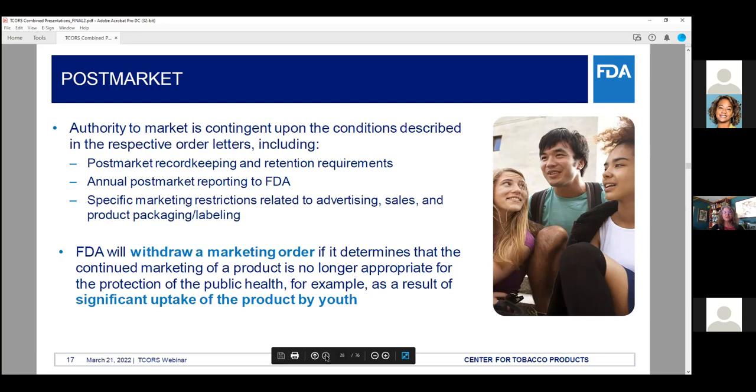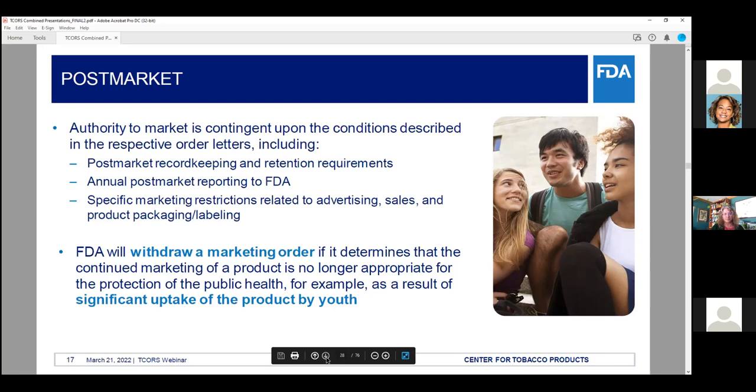And I note that here because as you're thinking through what kinds of information might be helpful after a product might be authorized by the FDA, some valuable information can be found by visiting these marketing order letters and the summaries to both get a sense of the types of data and research and information that were reviewed in that marketing decision, and then also what is included in the post-market reporting.